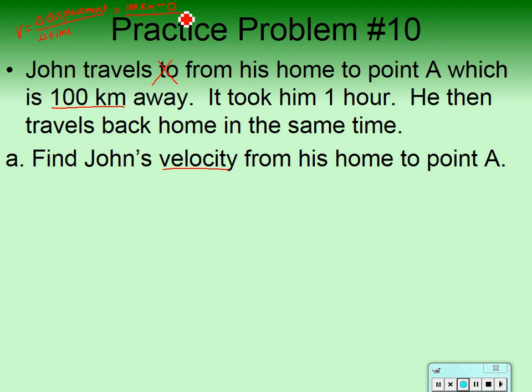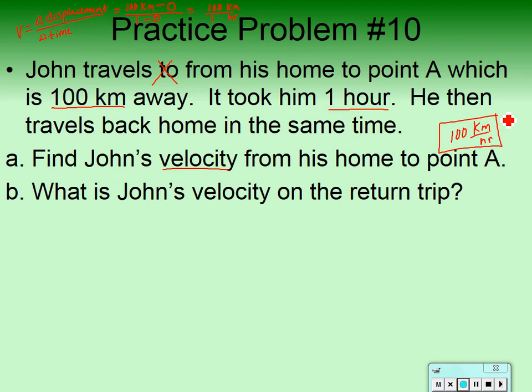And the time, it said it took him 1 hour to get there. So the final time was 1 hour, and the initial time I'm going to say is 0. So if you look at this, we can solve it. 100 kilometers divided by 1, and we're talking about hours. So his velocity from his home to point A is 100 kilometers per hour. So he went 100 kilometers an hour.